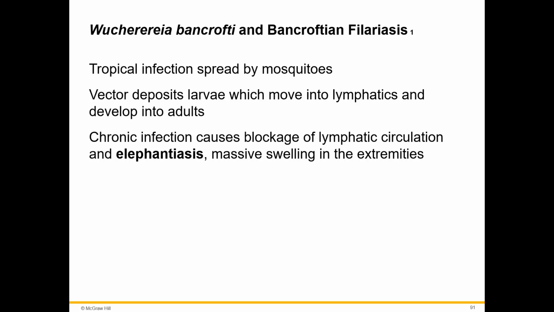And once it's there, it'll move into your lymphatic system where it'll develop into an adult. And when it's causing this infection, it's in your lymphatic system, so it's actually blocking circulation. And that's how you get elephantiasis. You get this massive swelling in different extremities.